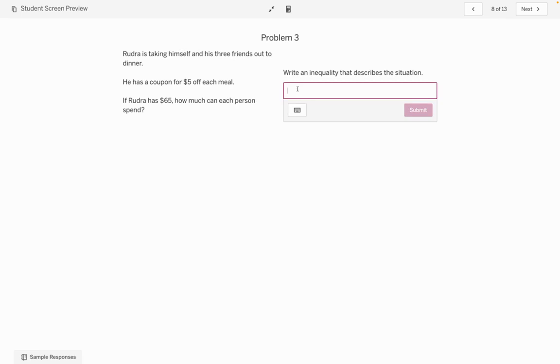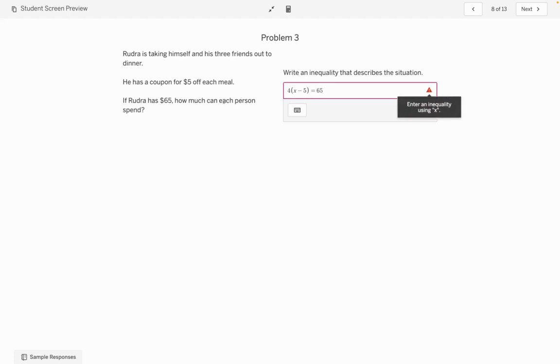So again, if we think about it as an equation, well, there's three friends and Rudra, so that's 4, and we're going to do x minus 5. The reason why I'm doing x minus 5 in parentheses is because we have to take away 5 from x, where x is each meal, and you're taking 5 away from each meal, and you're doing that 4 times. And then that would be equal to 65.